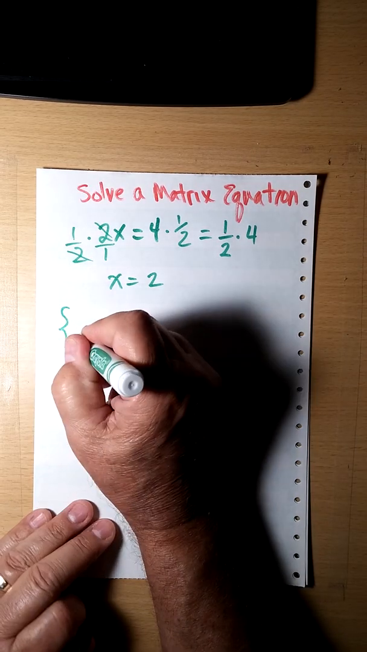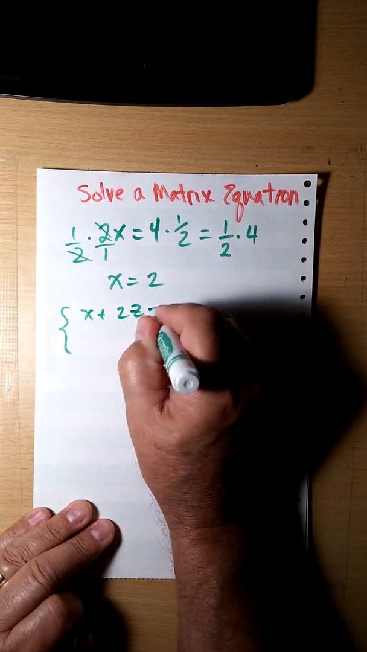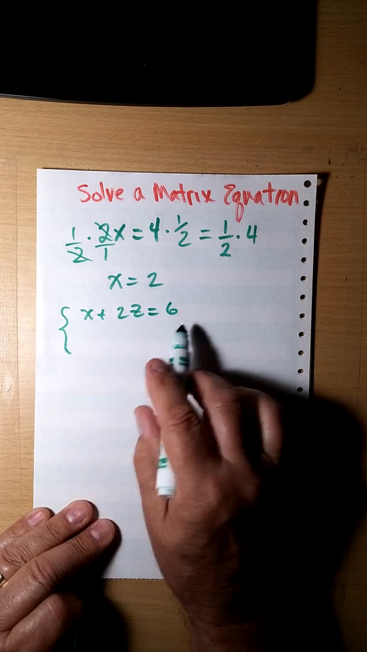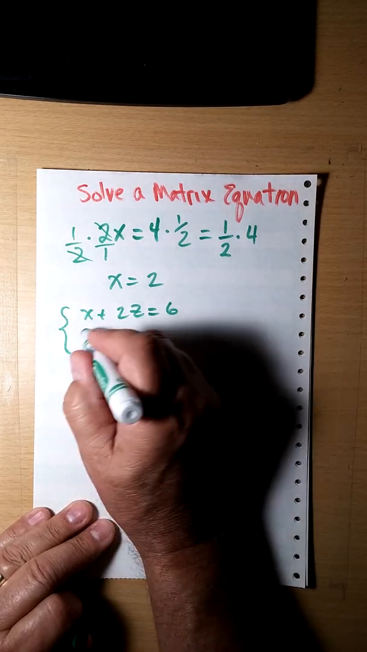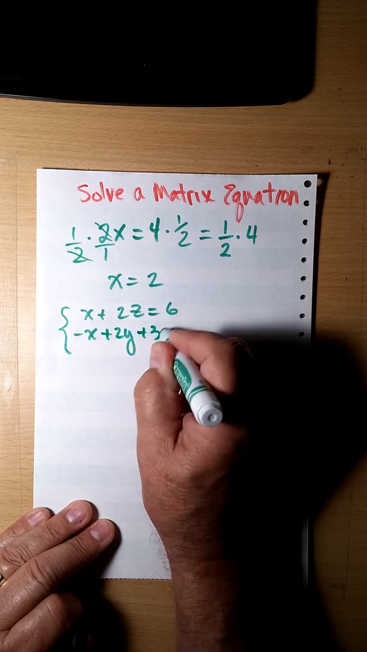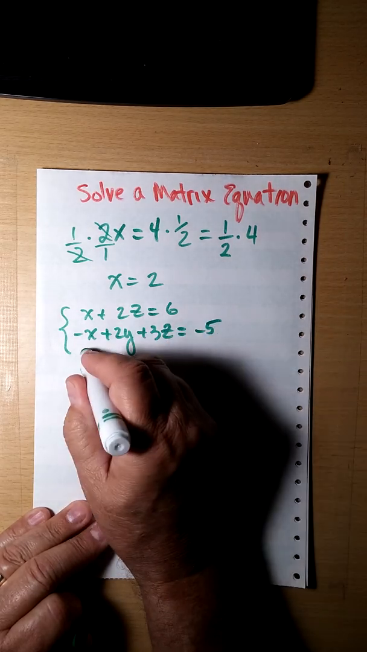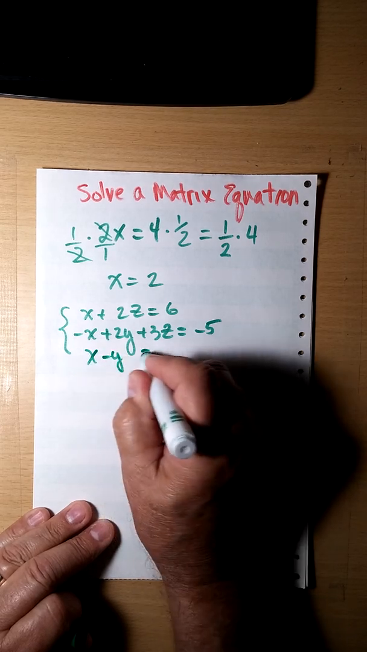Let's start out with a system: x plus 2z equals 6. That means we have an x and a y and a z. And negative x plus 2y plus 3z equals negative 5. And x minus y equals 6.